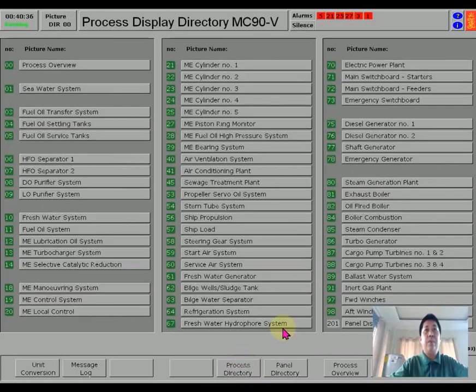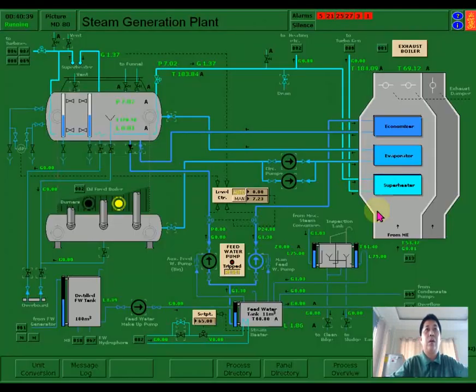So we'll see the steam pressure. 7.01. I want this one to reduce to 6.5. Now 6.88. So a little bit more.